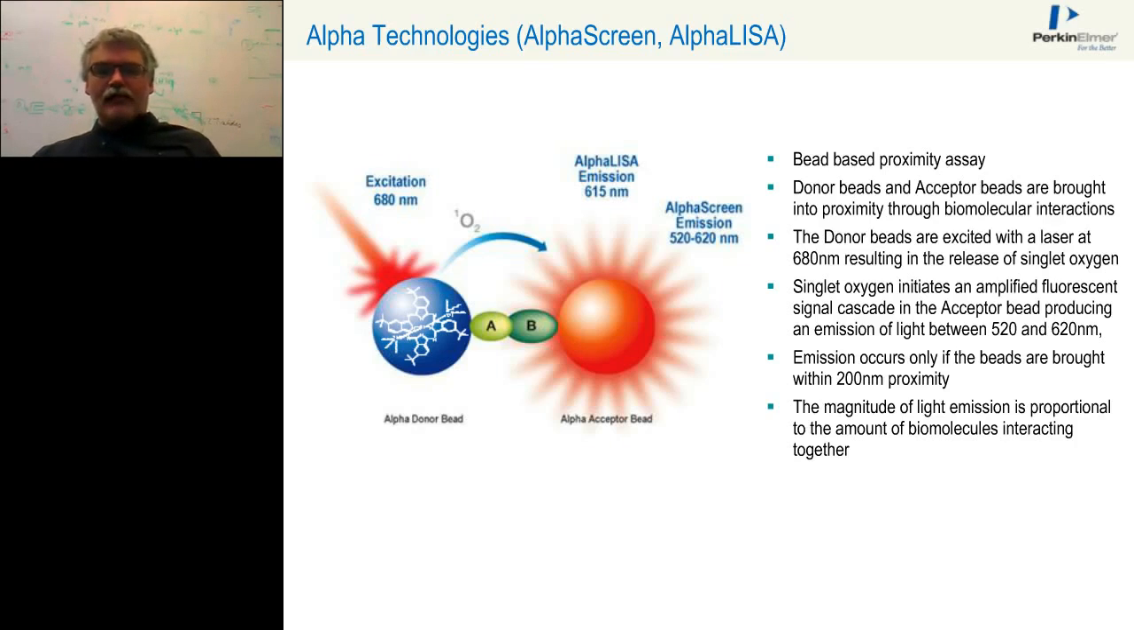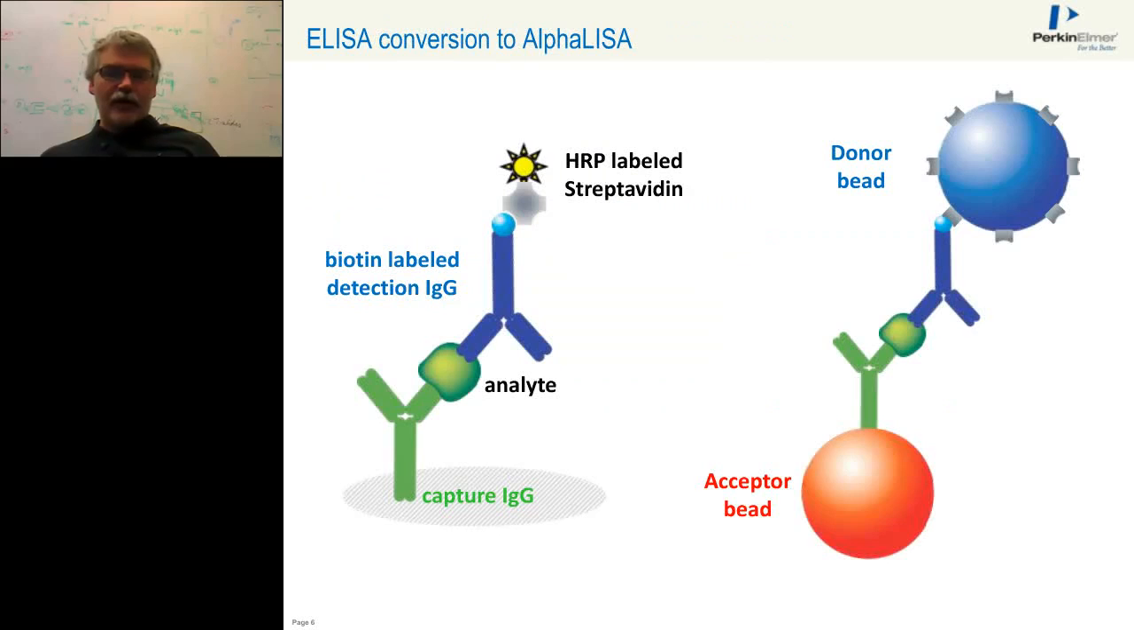So how is AlphaLISA actually an ELISA replacement technology? It is actually very similar. On the left, what you have is the classical ELISA system that will be used to detect known analytes. At the bottom of the plate in green, you have a capture antibody that is bound to the plate. This will bind the analyte, that green squarish thing. It will then be detected by the blue antibody, which is called a detection antibody.